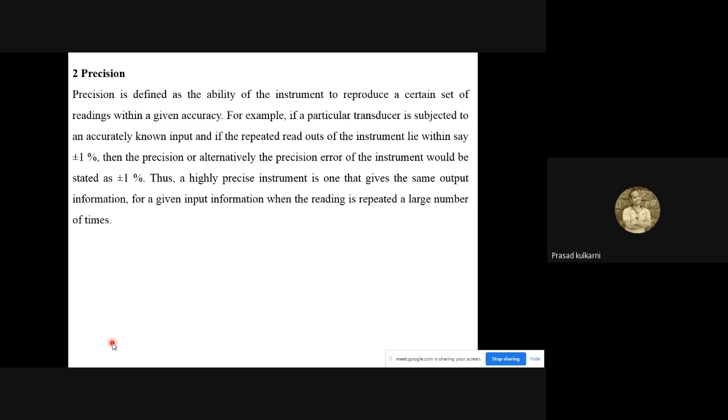एक बार रीडिंग लिया, एक्यूरेसी आपकी अच्छी आ गई, ठीक है, प्लस और माइनस 1%. दूसरी बार लिया रीडिंग, तो उसके बाद भी आपने एक्यूरेसी जो है वो प्लस और माइनस 1% आ गई. तीसरी बार, चौथी बार, 100 बार अगर आप रीडिंग ले रहे हो, फिर भी वो एक्यूरेसी जो है वो मेंटेन रहनी चाहिए. That is simply called the precision.